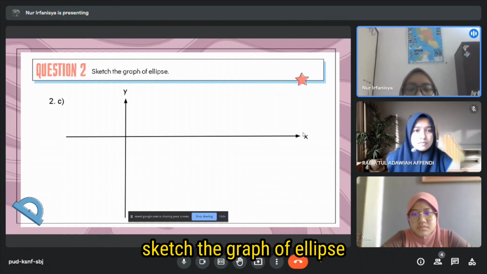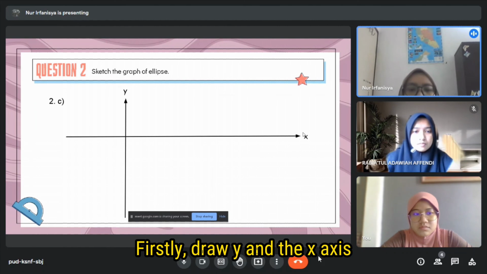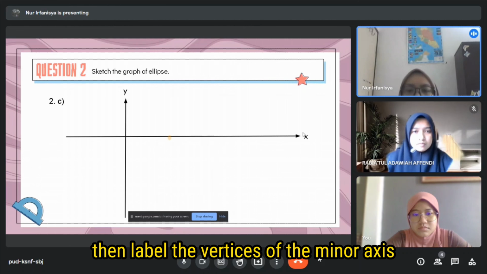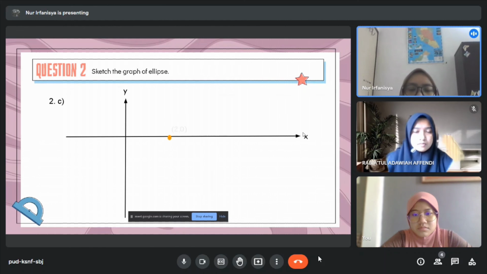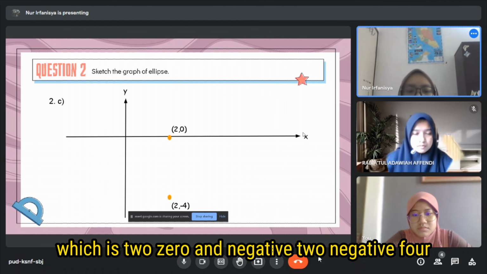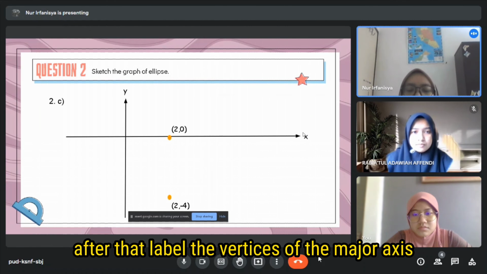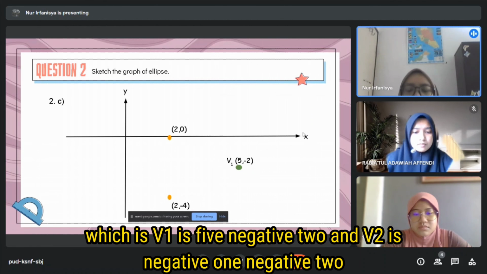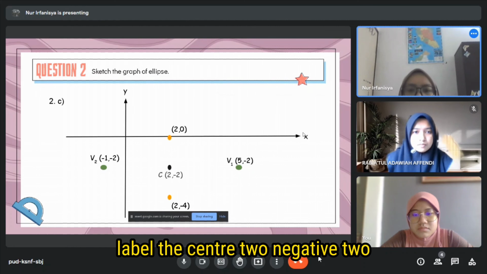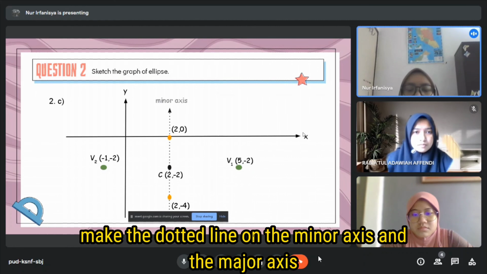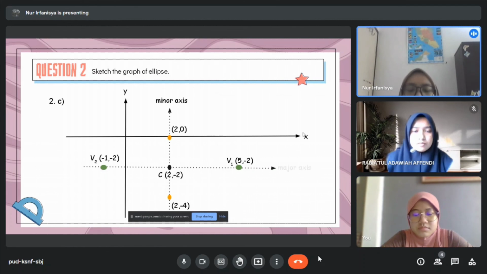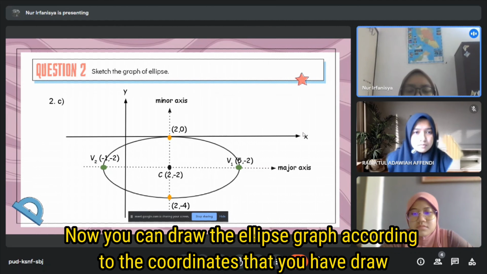Last question, 2c, sketch the graph of the ellipse. Firstly, draw the y and x axes, then label the vertices of the minor axis, which are 2, 0 and 2, negative 4. After that, label the vertices of the major axis, which are B1, 5, negative 2 and B2, negative 1, negative 2. Label the center 2, negative 2 and make a dotted line on the minor axis and the major axis. Now you can draw the ellipse graph according to the coordinates that you have drawn.